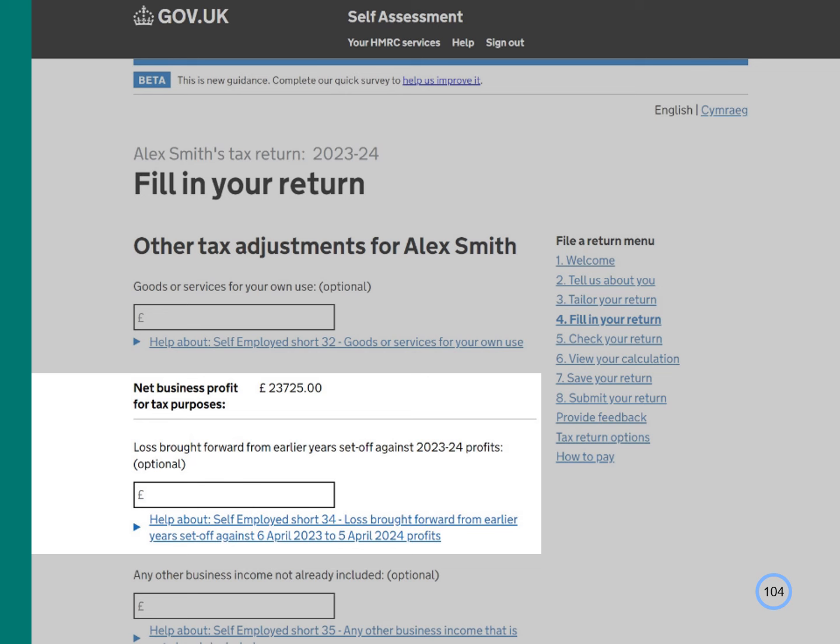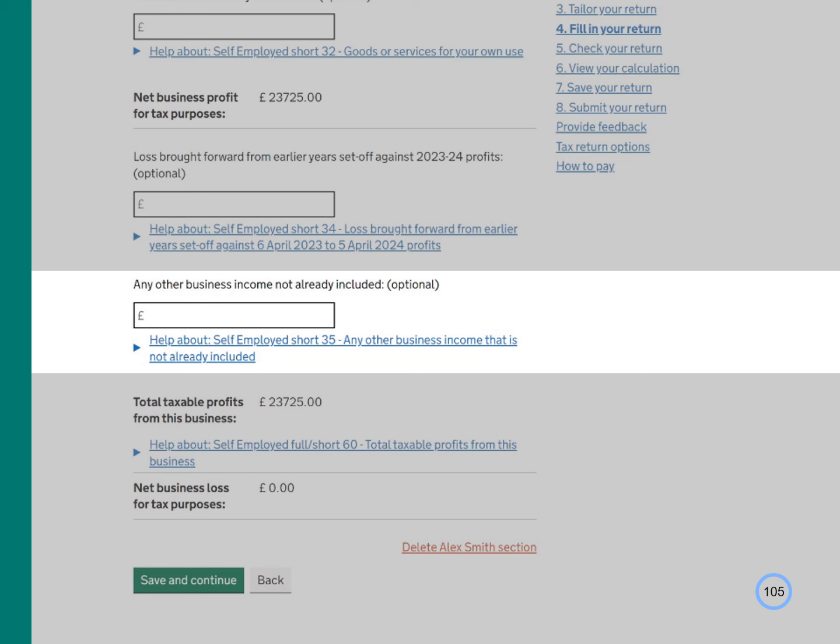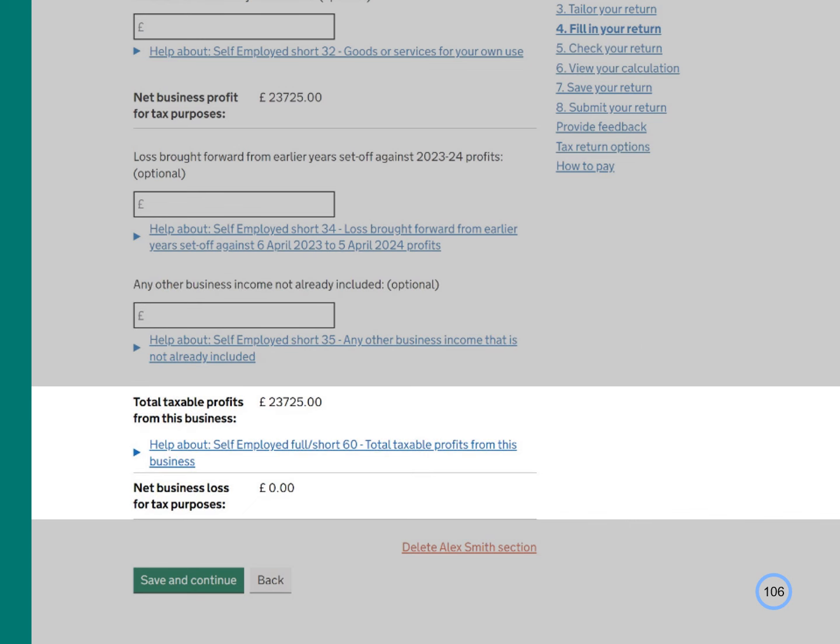Any earlier year's losses will be used against your profit for this year. If there are any remaining losses, these can be carried forward to be used against the next available profit from the same business. If you have any other business income that you haven't already told us about, include it here. This includes business income that isn't trading income. Your taxable profits from this business or net business loss for tax purposes are worked out for you based on the figures you've entered.